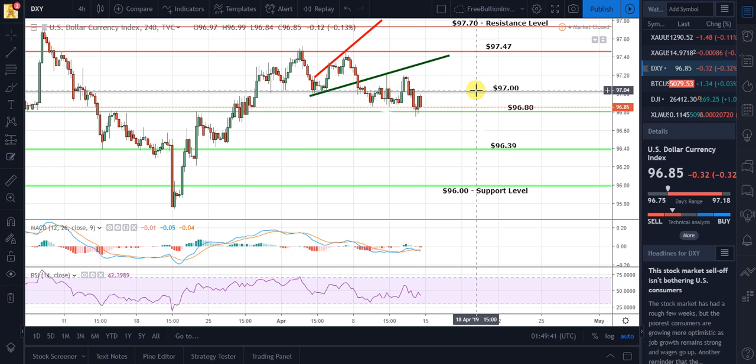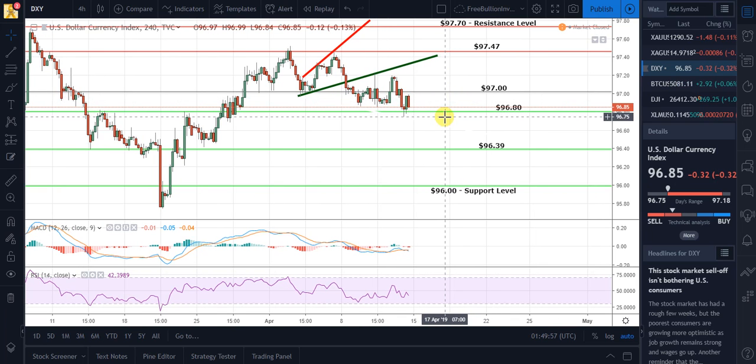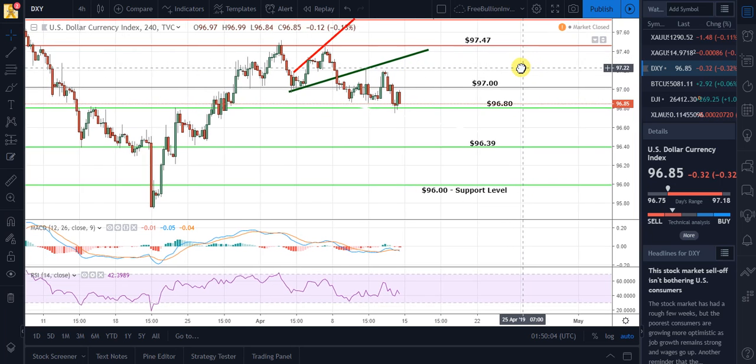It fell straight through the $97 price level and came on down and tested the 96.80 level. It did have a few lows below it, but it didn't close any days below the 96.80 level, so it did hold out. Basically, the 96.75 level is the new support level there for the US dollar.